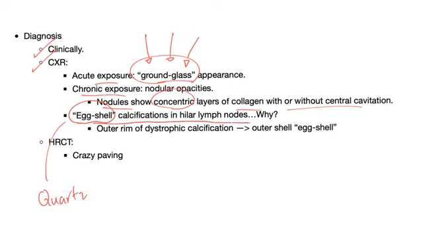Eggshell calcification. The outer rim has dystrophic calcification, so this is the lymph node, and the outer rim is calcified, and the lymph node is here. So this is like an egg shell. Here is the shell, and the egg yolk is in the middle.